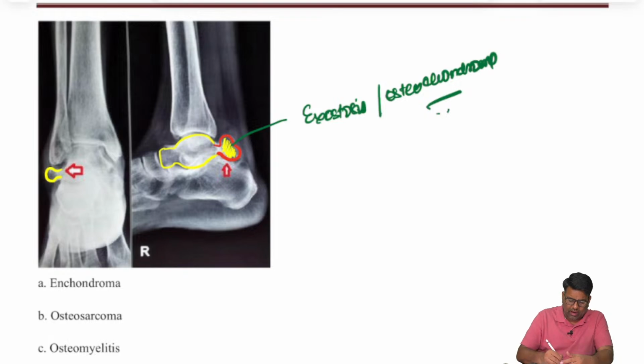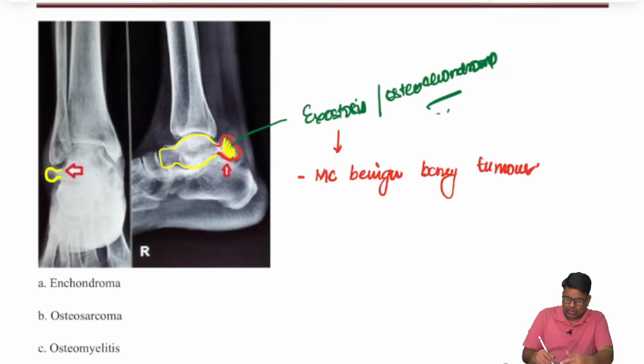Exostosis. And just a few words about exostosis or osteochondroma. It is the most common benign bony tumor, right? It is the most common benign bony tumor. Now, if I add the word primary here, so this is osteochondroma. If I add the word primary here, the answer will become osteoid osteoma. So please remember this.